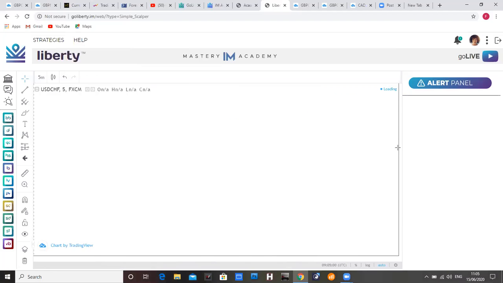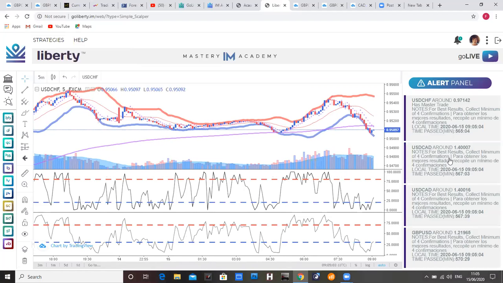Quickly, I'll just show you how the simple scalper strategy works. Now, on the left-hand side, you have the alert panel. This alert panel calls out trades for you. It tells you USD CHF buy, USD CHF put, or USD CHF sell. It will call the price, it will call the time, it will tell you the time frame, it will tell you the entry price. That is what it does.